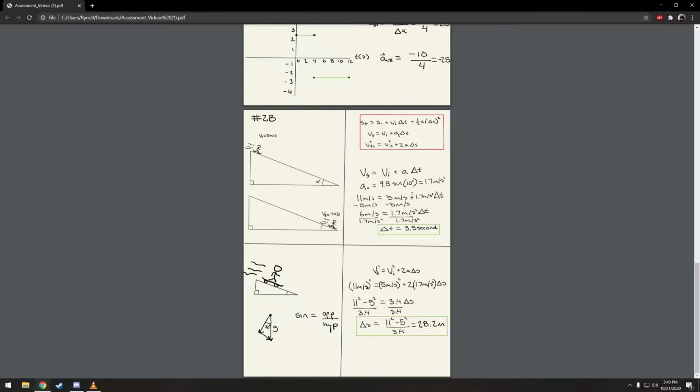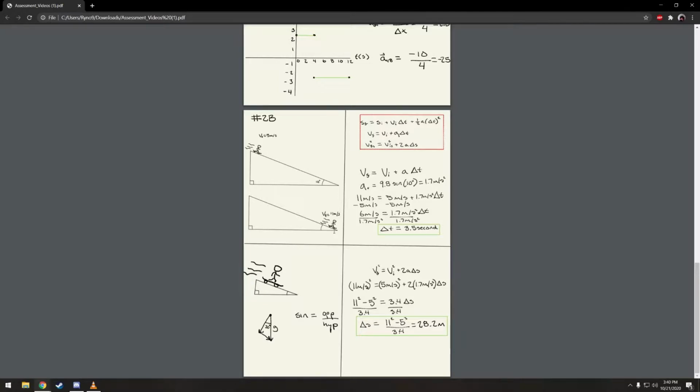Then at that point, you just solve for time. You do that by first subtracting 5 meters per second to get 6, and then dividing by the acceleration, and you should get time equal to 3.5 seconds. So what this number means is it took her 3.5 seconds to get from the top of this ramp to the bottom. I guess that makes sense.